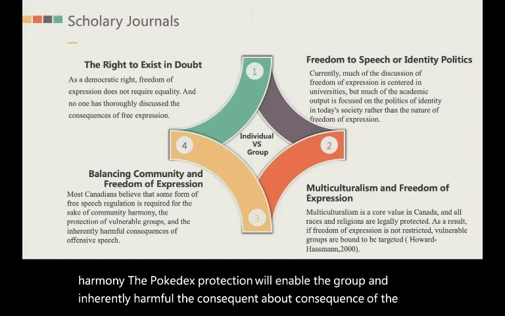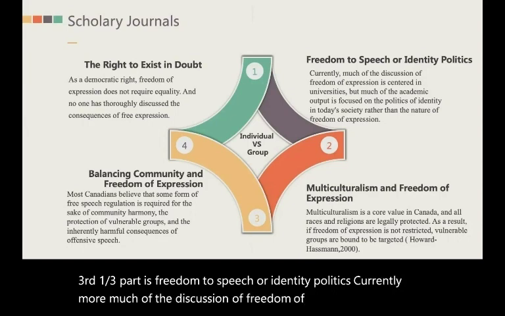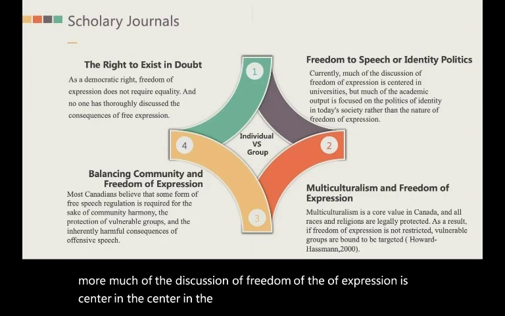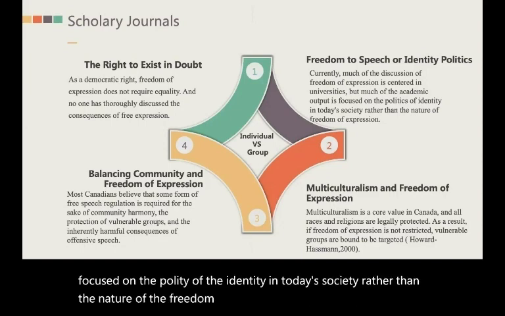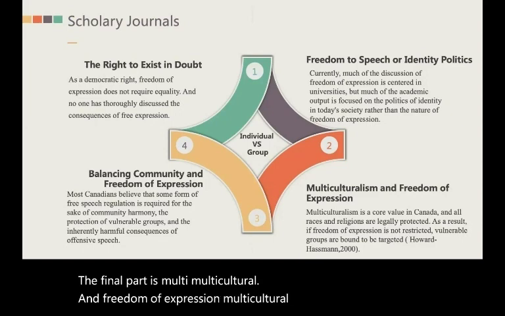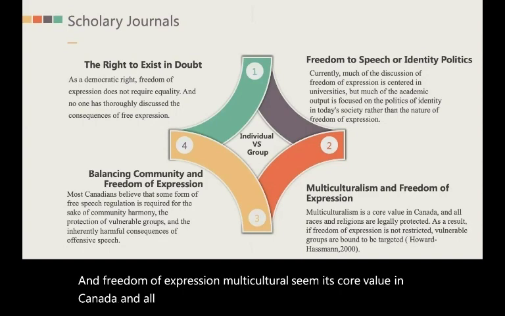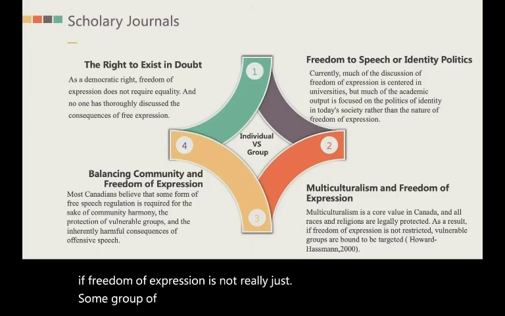of obscene speech. The third part is freedom of speech in identity politics. Currently, much of the discussion of freedom of expression is centered in the university, but much of the academic output is focused on the politics of identity in today's society rather than the nature of freedom of expression. The final part is the multicultural theme and freedom of expression. The multicultural theme is a core value in Canada, and all races and religions are largely protected. As a result, if freedom of expression is not restricted, some groups of people will become the target.